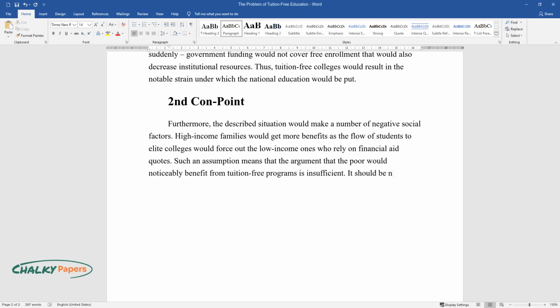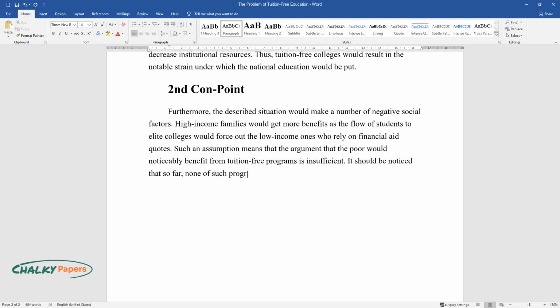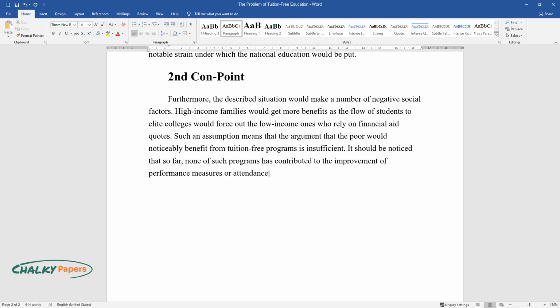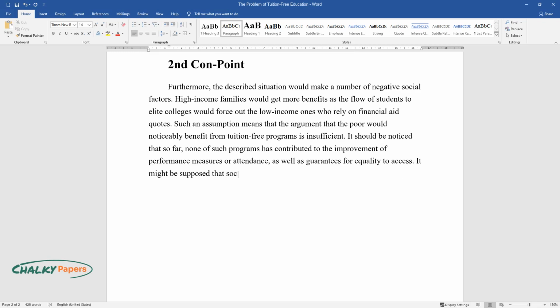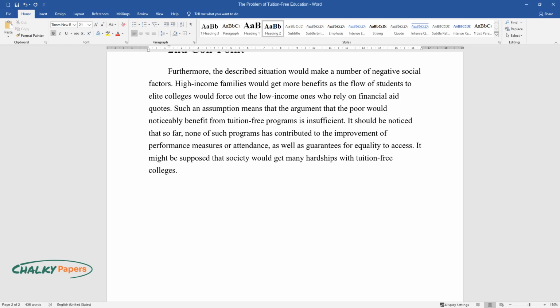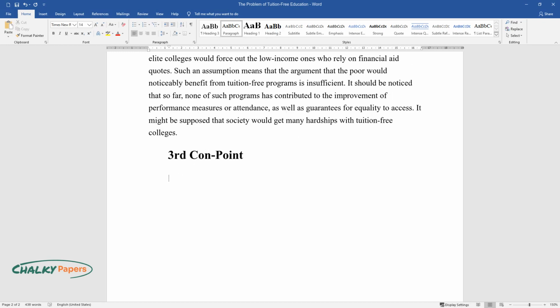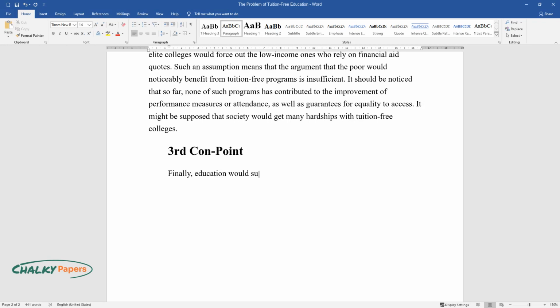It should be noticed that so far, none of such programs has contributed to the improvement of performance measures or attendance, as well as guarantees for equality to access. It might be supposed that society would get many hardships with tuition-free colleges. Third point. Finally, education would suffer from the devaluation of a college degree.